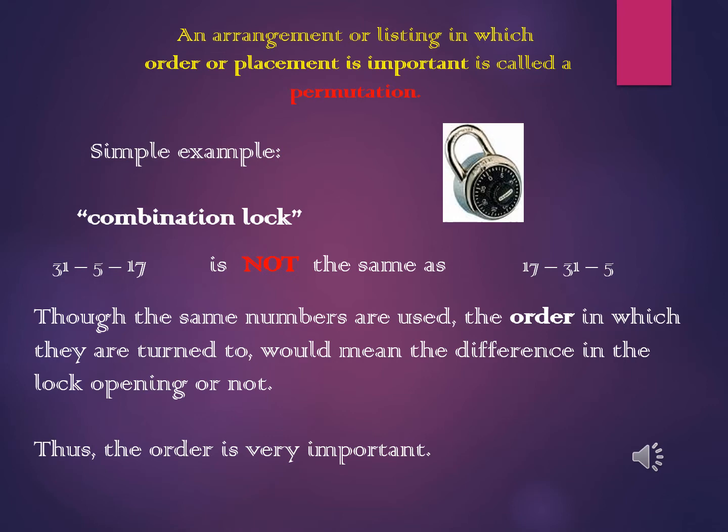Let's suppose you want to press the numbers 17, 5, 31, or 5, 31, 17. If you change the order, the lock will not open. The same numbers are being used, but the order in which they are turned makes the difference as to whether the lock opens or not. So the order is very, very important. The key word is order. Order makes all the difference between permutation and combination. So order is very important to understand permutation and combination.